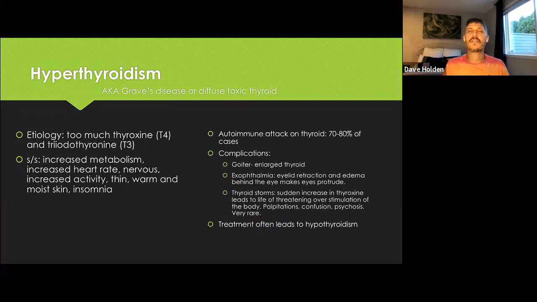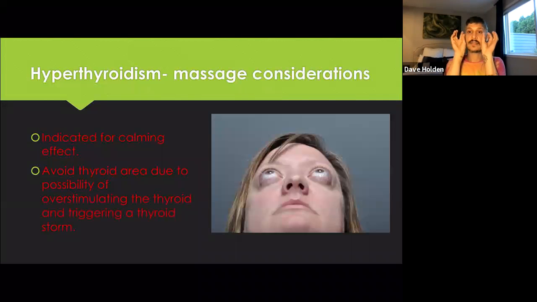Exophthalmia. So there's fluid buildup like edema behind the eyeball, which starts to push the eyeballs anteriorly. And as your eyelids retract, it leads to this bulging eye look. Now, we're not talking about those cool people on the internet videos that can bulge their eyes on their own. This is not voluntary. So hyperthyroidism, massage is okay, especially since it will help calm them down. But you do want to avoid the thyroid area. I would just not go massaging over the gland.